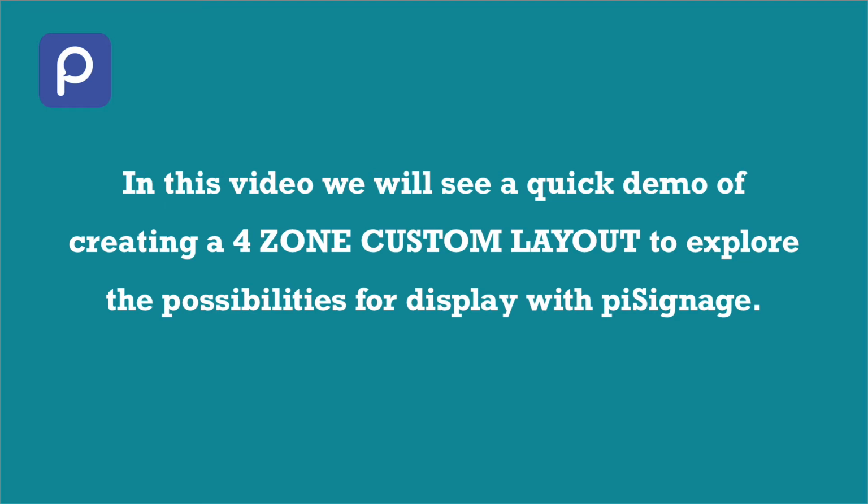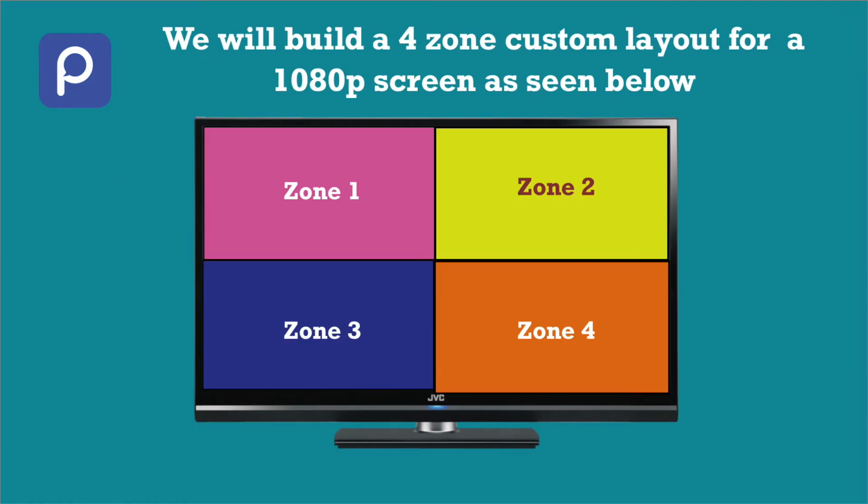In this video, we will see a quick demo of creating a 4-zone custom layout for a 1080p Full HD screen. The required zonal arrangement looks like this.